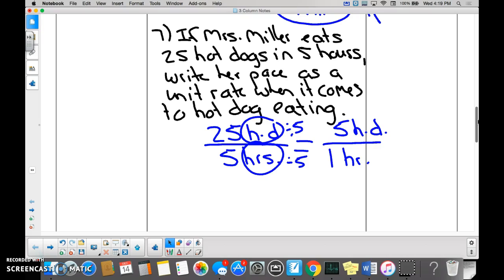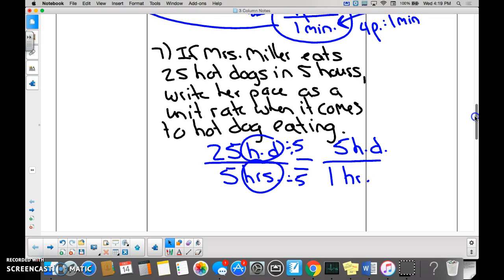After 2 hours, she's going to be at 10. After 3 hours, she's going to be at 15. After 4 hours, she's going to be at 20. And then after 5 hours, she's going to be at 25. So to find unit rates, you are essentially just reducing to lowest terms, but you have to be sure that the denominator, or that second number, is a 1. Cheat sheet idea, that's the end of the notes.